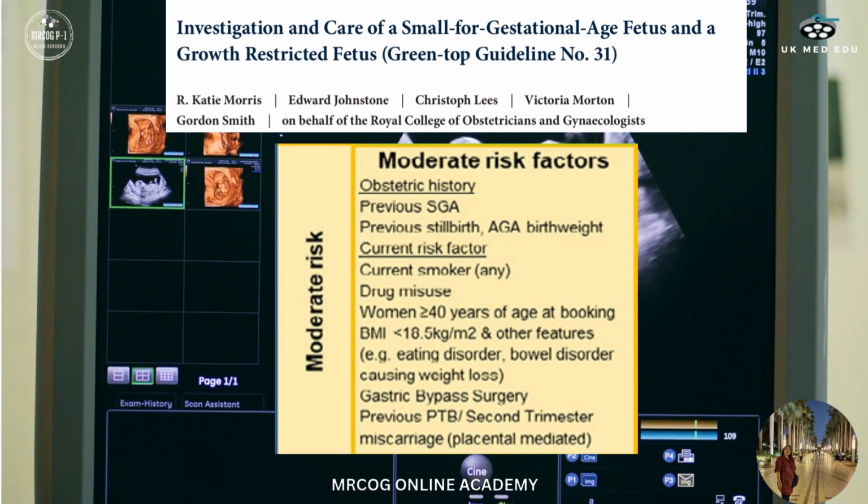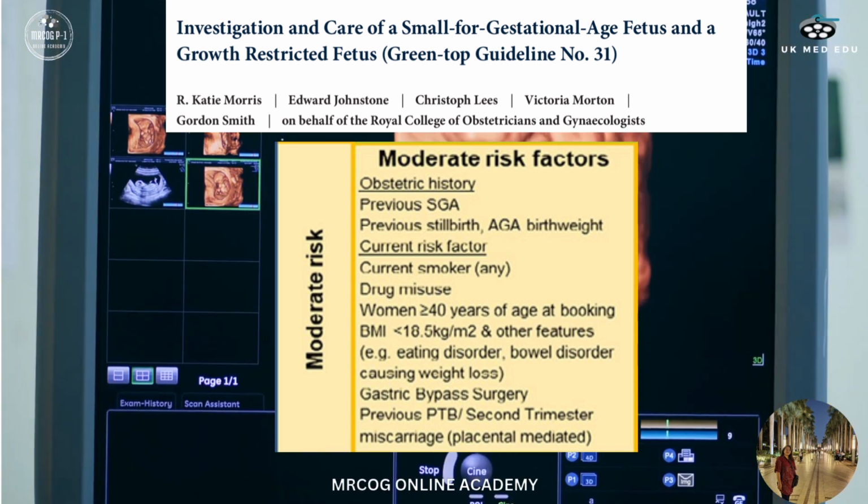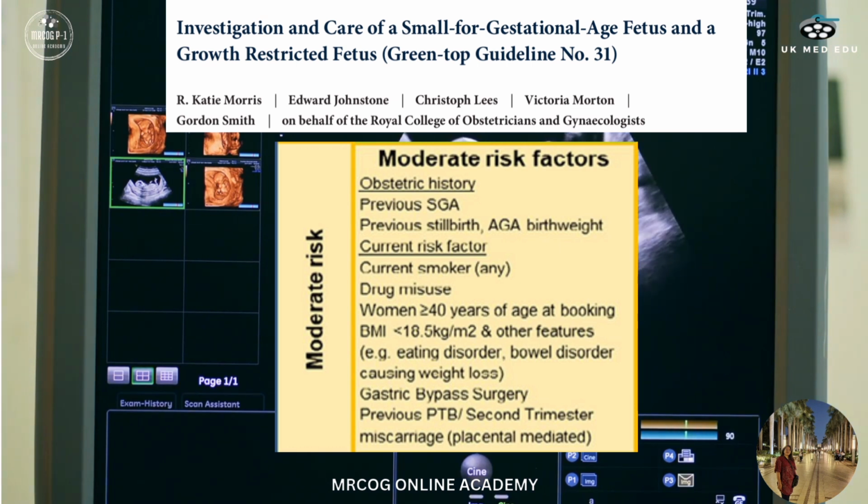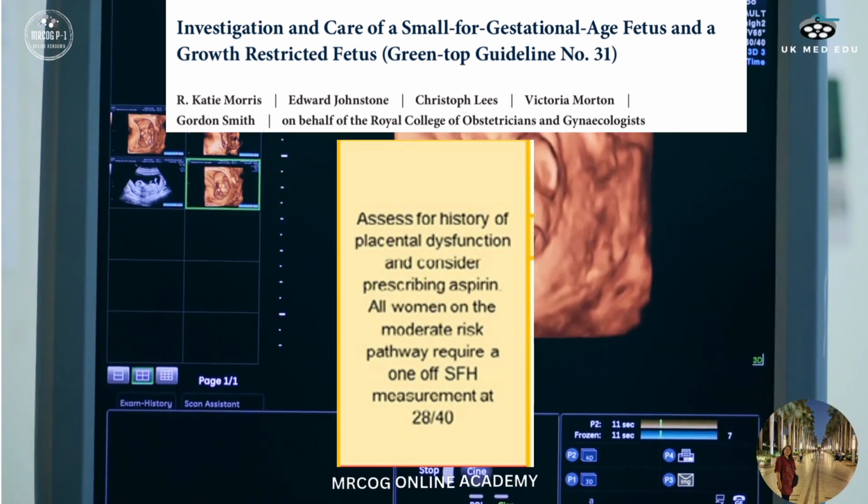In current risk factors, there is current smoker, any number of cigarettes, drug misuse, women more than or equal to 40 years of age at booking, BMI less than 18.5 kg per meter square, and other features like eating disorder, bowel disorder causing weight loss, history of gastric bypass surgery and history of second trimester miscarriage. Those are all moderate risk factors.